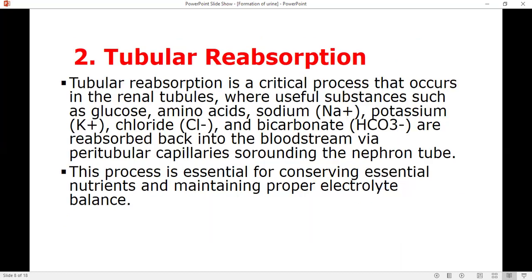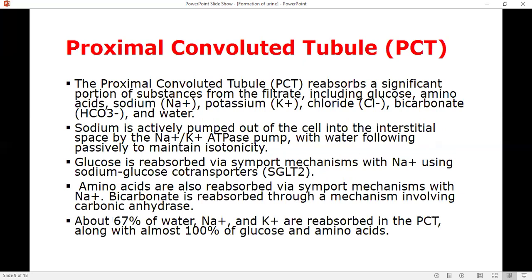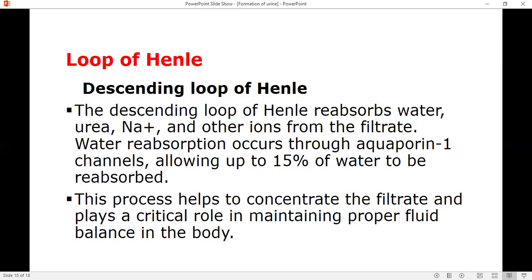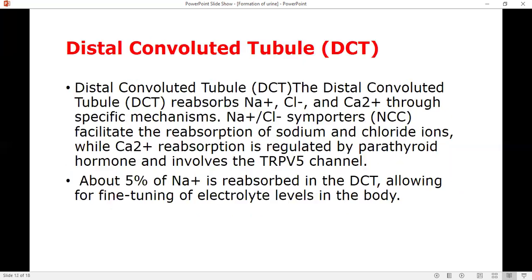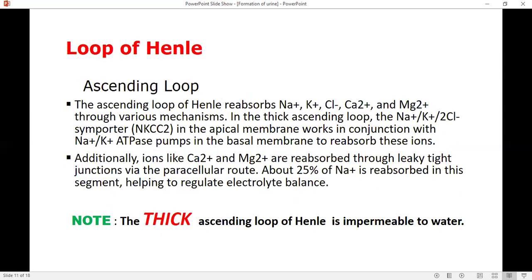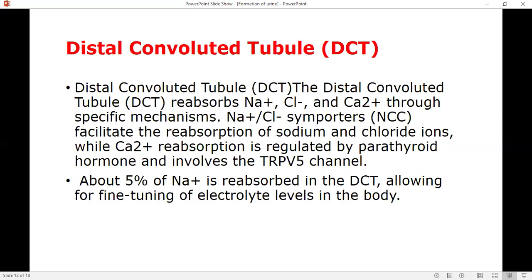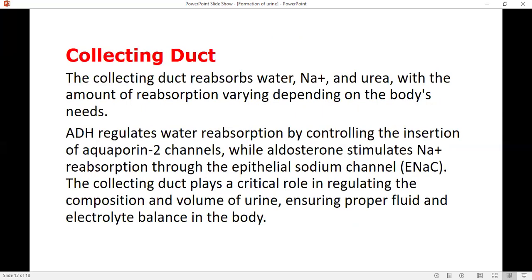Now you need to know the reabsorption in each and every region. But in an exam, don't stress too much. When you have forgotten about other regions, just mention what absorption is all about. Then when you give this necessary information, you'll get 10 out of 10. So there is the proximal convoluted tube, the first tube. We have the loop of Henle. Then we have the ascending and the descending, of course. Then we have the distal convoluted tube. Then lastly, we have the collecting duct.